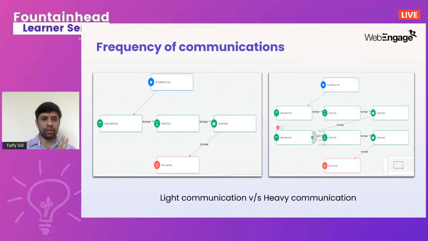So this is light communication. Ascertain what all are the open rates, what all are the click rates, and what is the conversion rate that is being driven because of this light communication. And then you change your strategy to heavy communication, wherein you send two web push, two app push, and two emails, and then ascertain whether the conversions are more, whether the revenue is more, and then decide whether you would want to proceed with light communication going forward or heavy communication.